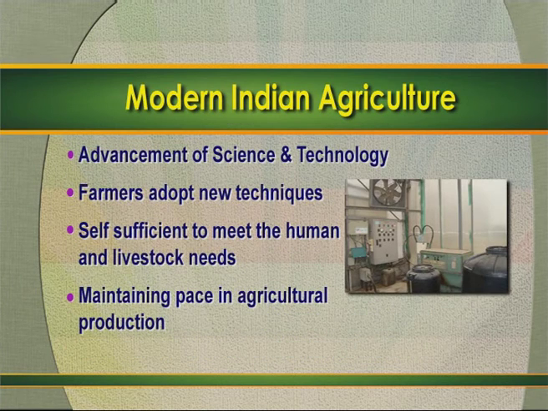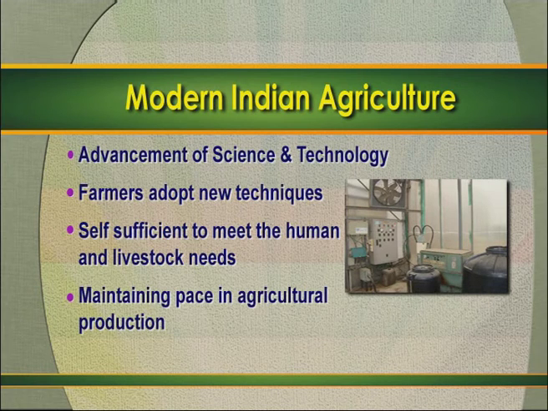Now, how have we developed to modern agriculture? Modern agriculture started with the advancement of science and technology and its use in agriculture. Now, farmers adopt new techniques of agriculture production and are harnessing higher agriculture productivity. We have sufficient agriculture production to meet human and livestock needs, and we are also providing sufficient raw material for the industries. We are maintaining pace in agriculture production with the growing population of humans and cattle.